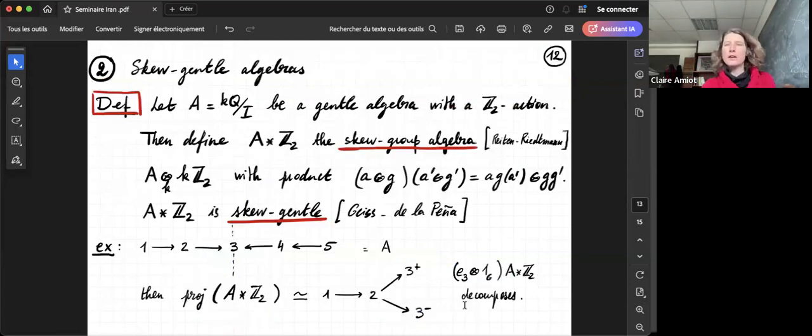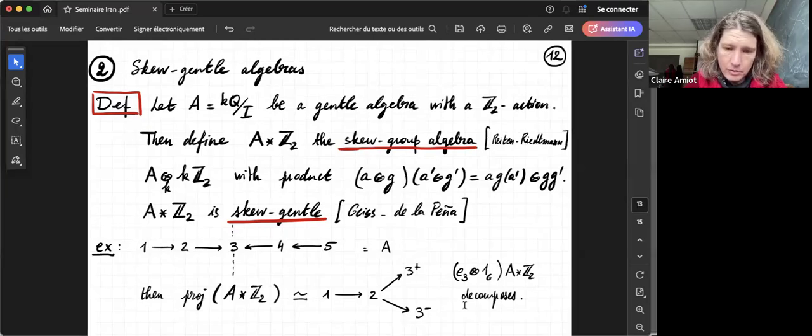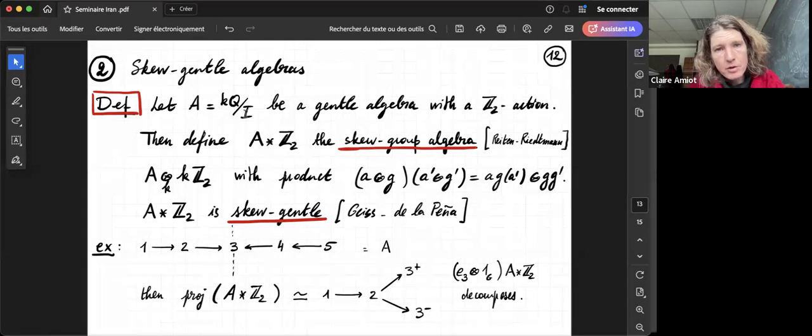Okay. And to finish my talk, I will just say a few words about the skew-gentle algebra case. Well, I didn't give you the definition of a gentle algebra, but you can take as a definition that these are algebras arising as a dissection of a graded surface. So now I start with a gentle algebra given by a quiver and some relations, together with an action of the two-element group, Z2. And I assume that this is an action on the quiver.